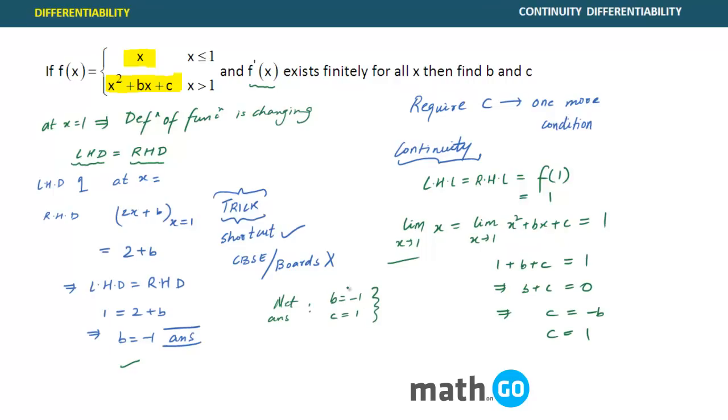So if there are two parameters, let's say for example in this particular case there are two parameters, right? For two parameters you will require two conditions. Two parameters mean two conditions. You can easily get them from this kind of question. One would be from continuity and the other one would be from differentiability, right?